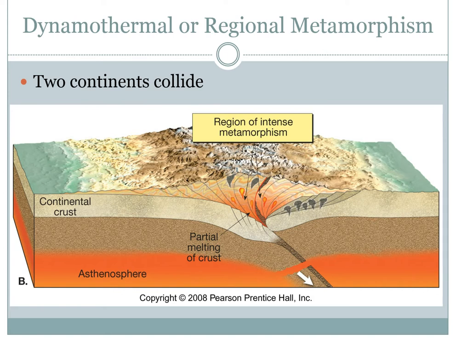In dynamothermal or regional metamorphism, metamorphism occurs because two continents collide. So this is a continent-continent convergent plate boundary where the two continents run into each other and you end up with lovely giant mountains just like the Himalayas. So this is going to occur over a really large area, which is why it's also called regional metamorphism, because it occurs over such a large area.